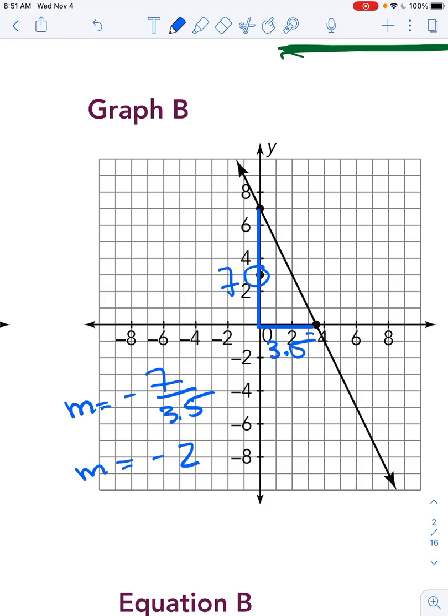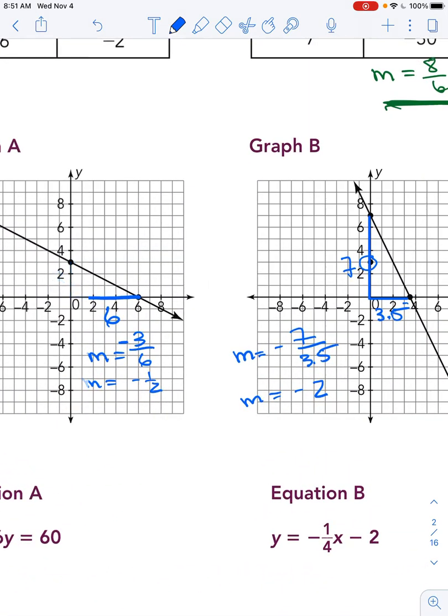Now, both of these are negative numbers, but it's asking which one has the bigger rate of change. So we're not actually looking at the negative part of it. We're looking just at the 1/2 and the 2. Which one has a bigger slope? Which one has a steeper slope? So actually B has the steeper slope. Okay, the 2 is a bigger change than 1/2.